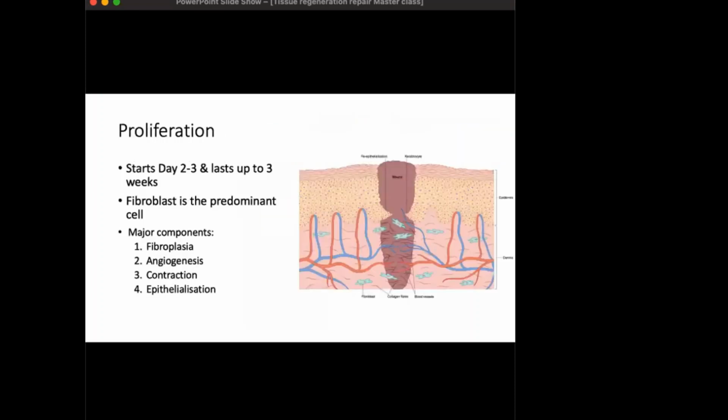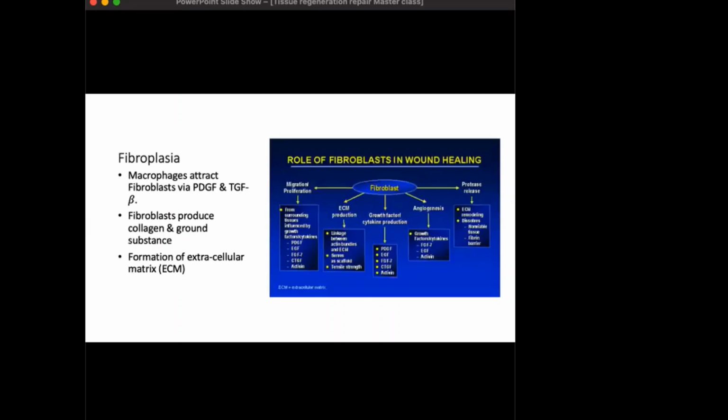Proliferation stage usually starts within a couple of days or after the third day, and it can last up to about 3 weeks. And then the predominant cells during this phase are the fibroblasts, and the major components of the phase are fibroplasia, which is collagen deposition, angiogenesis, wound contraction, and epithelialization. So we'll just go through those different stages.